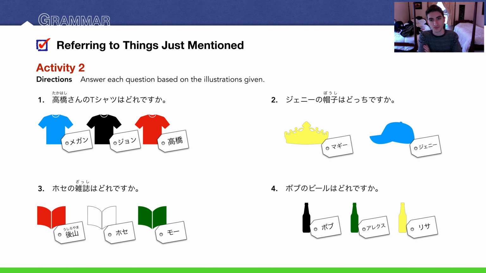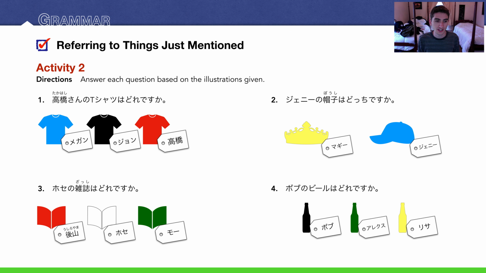Akai no. Number 2, Jenny no boushi wa dochi desu ka? Dochi is used because there's only 2 options. Well, we have a princess crown, a tiara for Maggie, and we have a baseball cap for Jenny. So we're going to say the blue one, and to say that in Japanese, it's aoi no desu. Hai, aoi no desu.